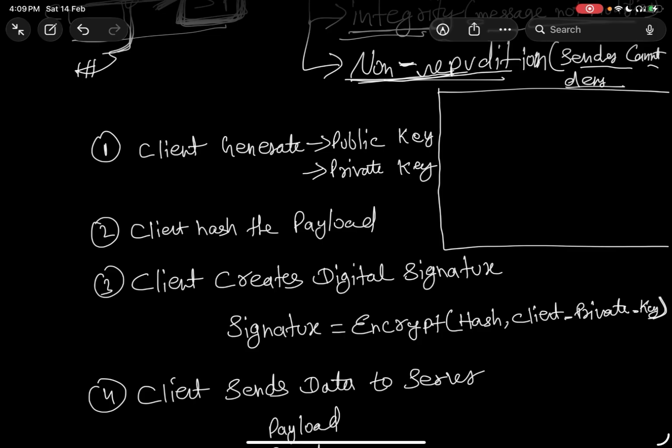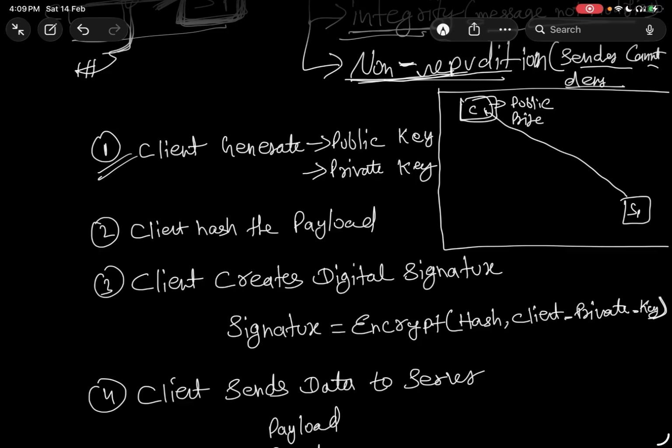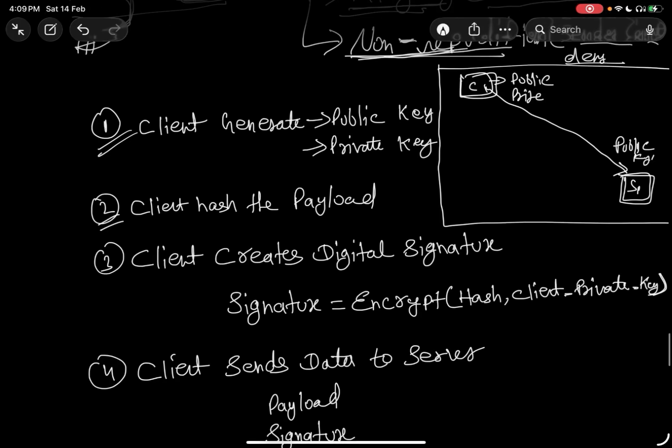The first step is the client generates a public key and a private key. Now this is the client and this is the server. So it will generate its public key and private key. It will send this public key to this server. Now the server has the client one public key. Now the second step is the client hashes the payload. Let's say this is the payload I want to send. The payload, or you can say the message.